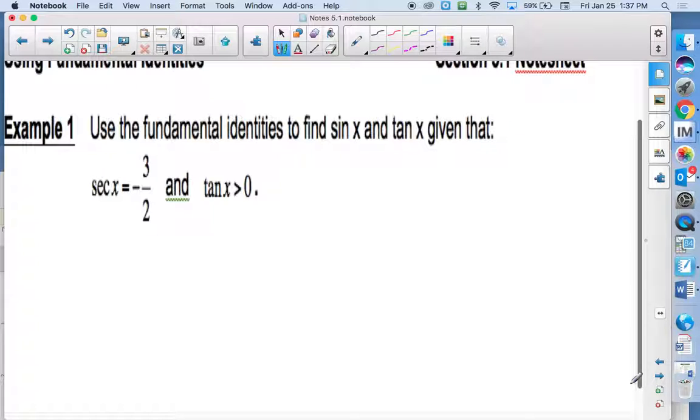For a while. So example 1 is very similar to something we did in chapter 4. Use the fundamental trig identities to find sine and tangent. In chapter 4, it would just say find sine and tangent given whatever information they give us. It wouldn't say use the fundamental trig identities, because we draw the triangle and make sure that triangle was in the correct quadrant. We label the sides of the triangle based off of the secant being the hypotenuse over the adjacent side, and we find the other side.